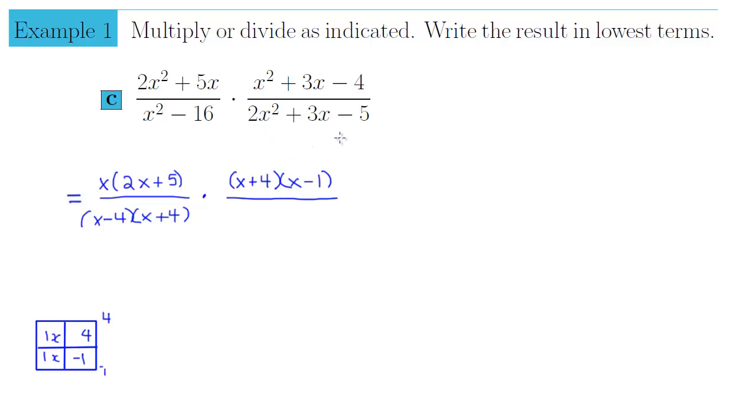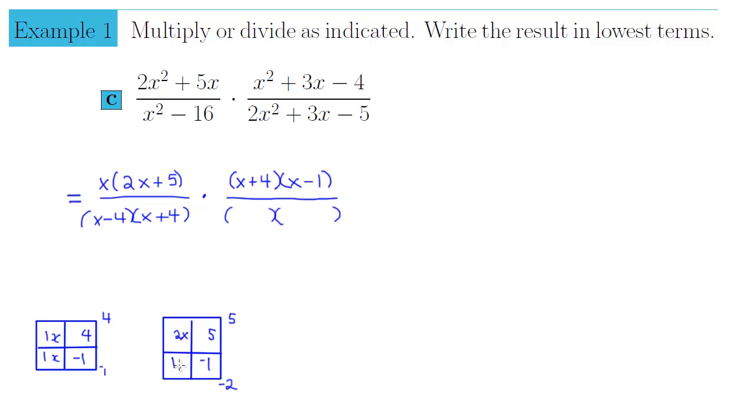This bottom, or this denominator, is also a trinomial, and it can also be factored using the box method. If we were going to use the box method, we'd get the following box. It'd be a box with 2 and 1 in the first column, 5 and negative 1 in the second, because 2 times negative 1 is negative 2, 1 times 5 is 5.